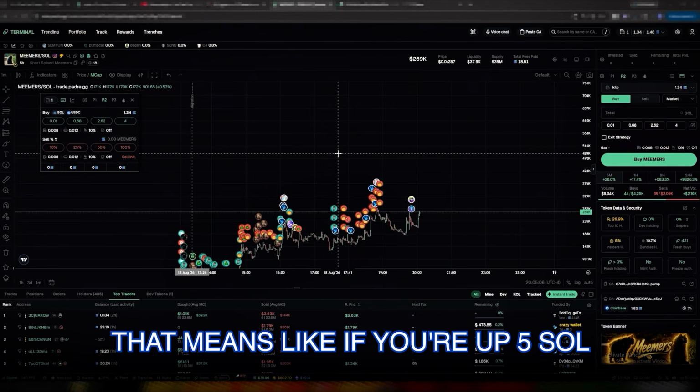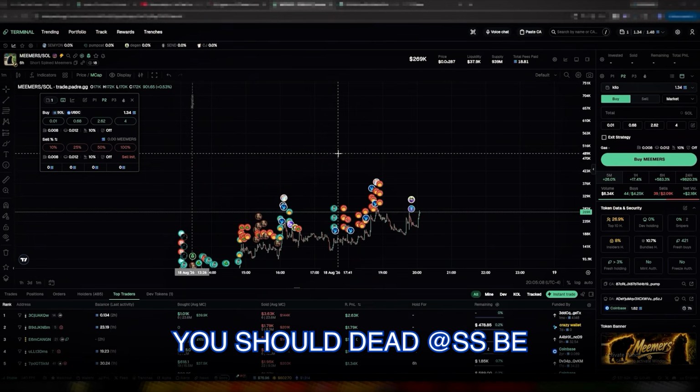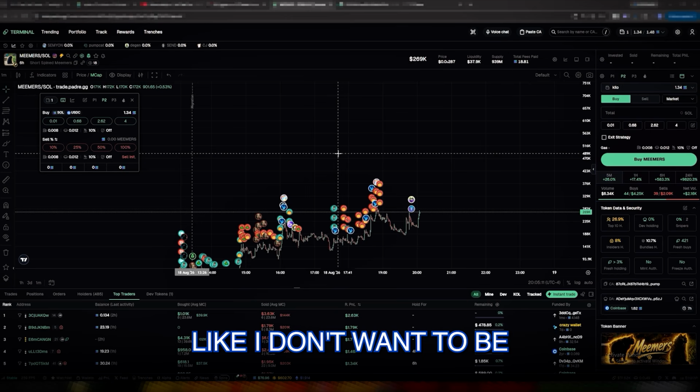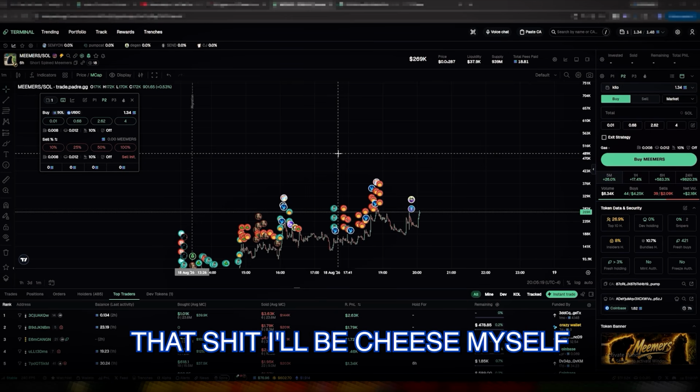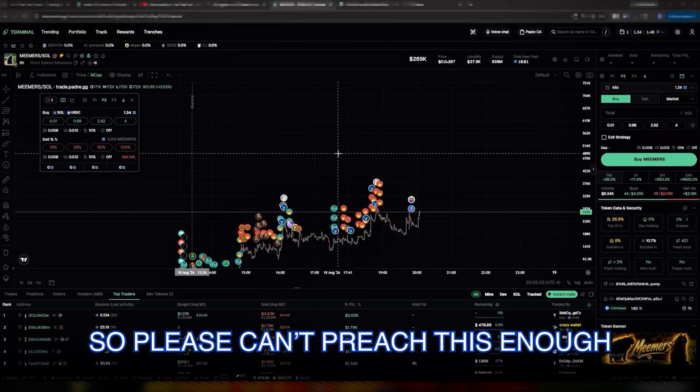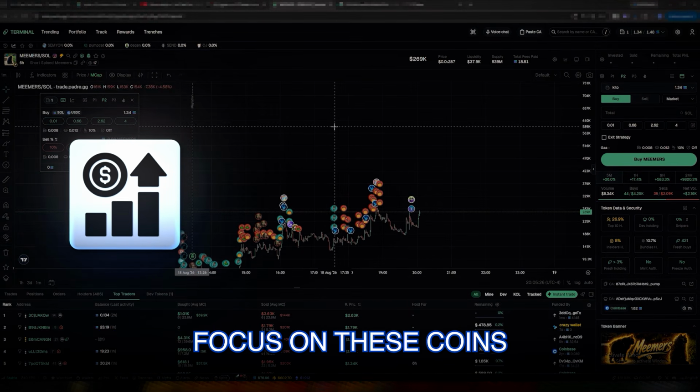That means if you're up 5 SOL and your port is 10 SOL, you should dead ass be taking that instantly. I don't want to be seeing you guys up 5 SOL and not taking that. I'll be cheesed myself. I'll be pissed off. So please, can't preach this enough. Take your profits. Focus on these coins that have virality.